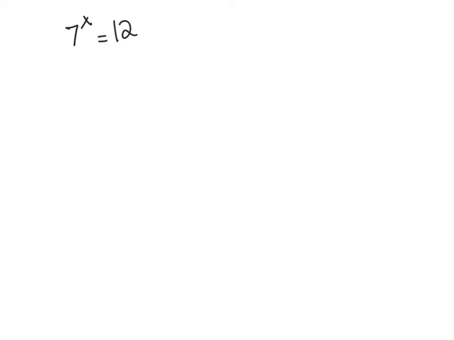So whenever you have a variable in the exponent, that is considered an exponential equation. In order to solve that kind of equation, we need to take the log of both sides so that we can bring the exponent down. So since 7 to the x equals 12, the property says that means we can add a log to both sides, so log of 7 to the x is going to equal log of 12.